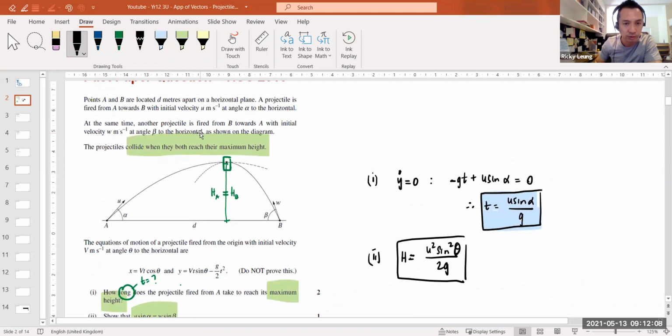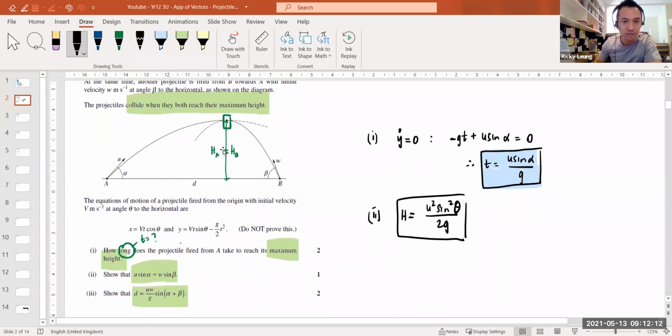Another projectile is fine. Okay. So the time of collision is also equal, right? When they both reach their max height. So I'm going to basically say that the time it takes to reach max height, when they reach max height, time is equal, perfect.